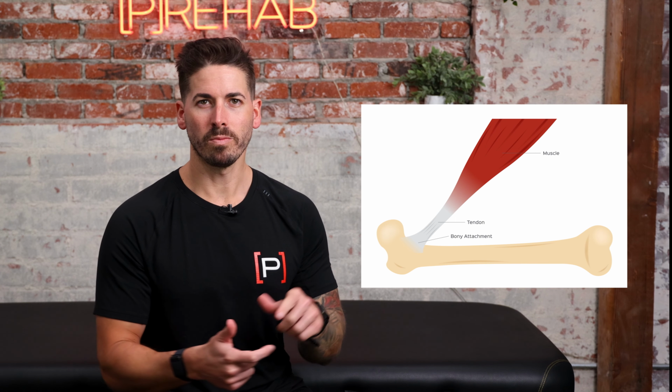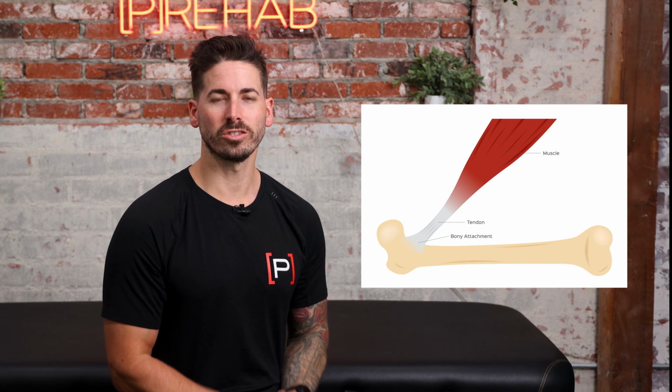Most muscle strains actually happen at the musculo-tendinous junction. This is where the muscle meets the tendon, which then attaches to the bone. So in this case, the groin muscles, where they attach to the bone at the pelvis.